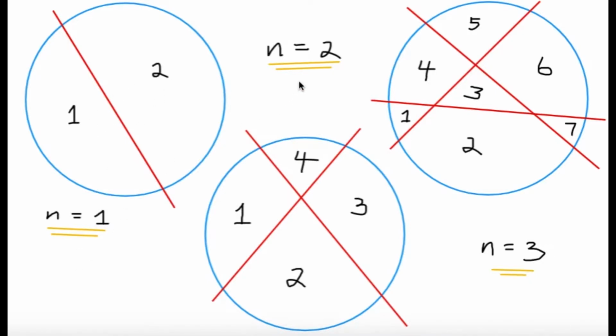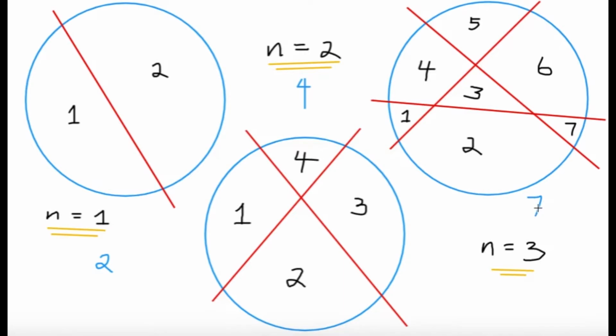Now if I have two lines, I can intersect them inside the circle, and I'll get 1, 2, 3, 4 regions. Now if I have n equals 3, I can draw one line in the middle like this, and I'll be getting 1, 2, 3, 4, 5, 6, 7 regions in total. And in each of the cases, it doesn't seem that I can go any higher. So I guess I'll have to assume that for n equals 1, I have 2 regions. For n equals 2, I'll have 4 regions as a maximum. 3 lines, I'll have 7 regions as a maximum.